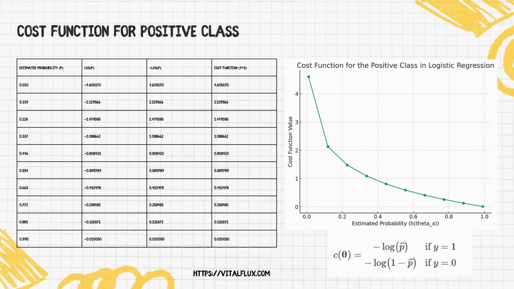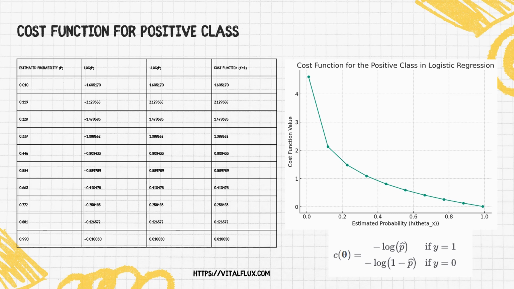And finally, the last column is the cost function, which is the same as what we are saying as a minus log P. Now let's look at the plot. This is a plot of the cost function value versus the estimated probability for the positive class. Now if the estimated probability for the positive class is low, although the class is positive, the cost function value has to be very high, and that's what is shown here.